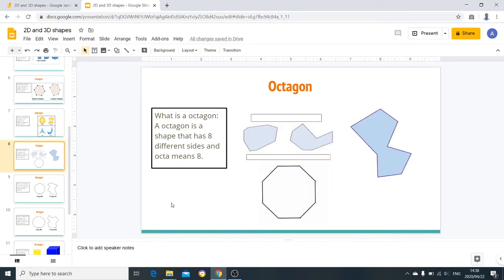Octagon. What is an octagon? An octagon is a shape that has 8 different sides, and octa means 8. The shapes that are highlighted in blue are irregular octagons, and this is a regular octagon.